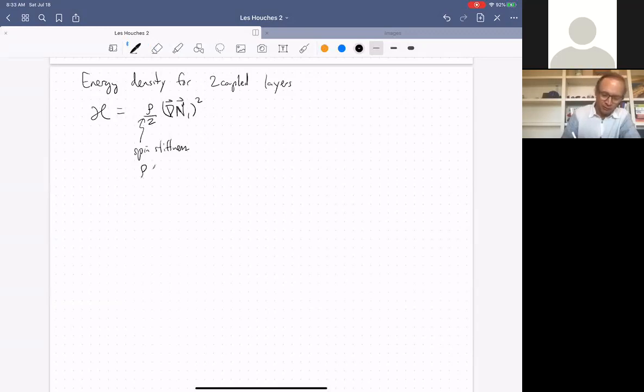And that rho will be proportional to the nearest neighbor J, for example, the microscopic exchange scale of an isolated layer. For two coupled layers, we'd have spin stiffness for both layers. In these very isotropic systems, there'll be a weak anisotropy term, but it's still there.